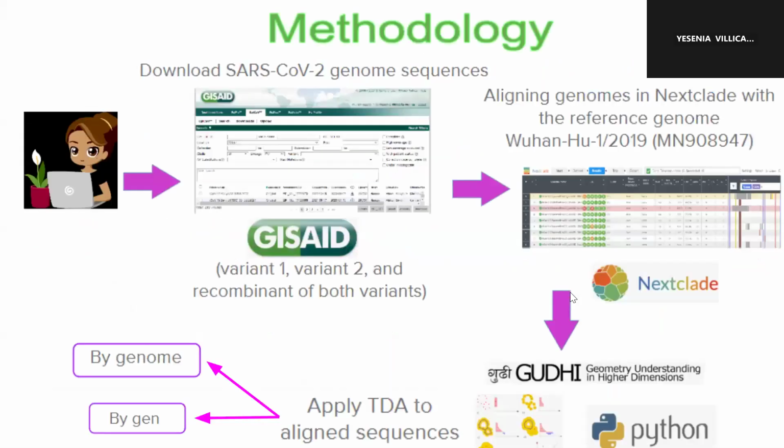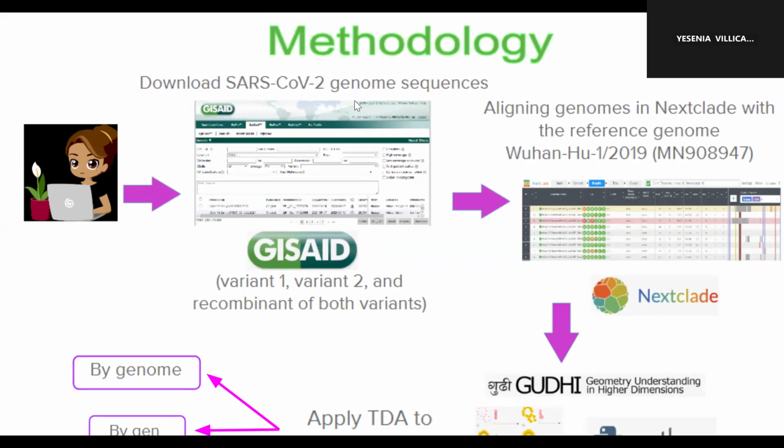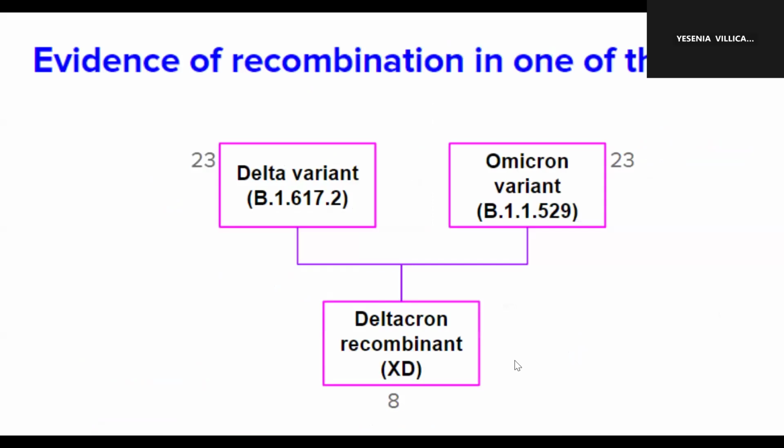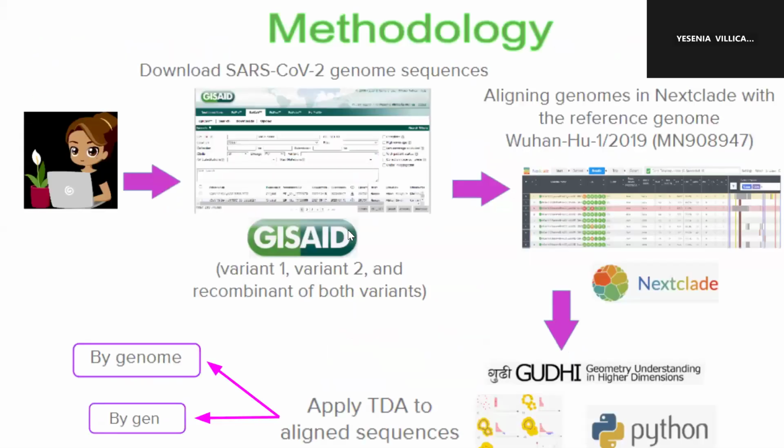Then the applications. The methodology was the following. First, we download SARS-CoV-2 genome sequences from GISAID. We download some of variant 1, some of variant 2, and some recombinants of both variants. After that, we align genomes in Nextclade with the reference genome Wuhan, and we apply TDA to the aligned sequences with the library Gudhi in Python.